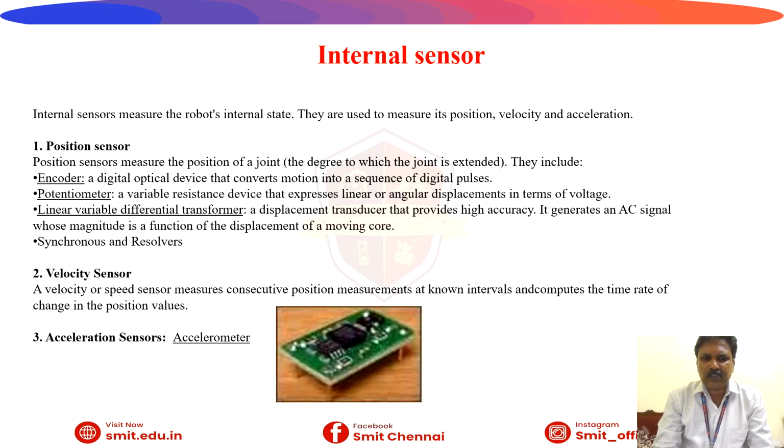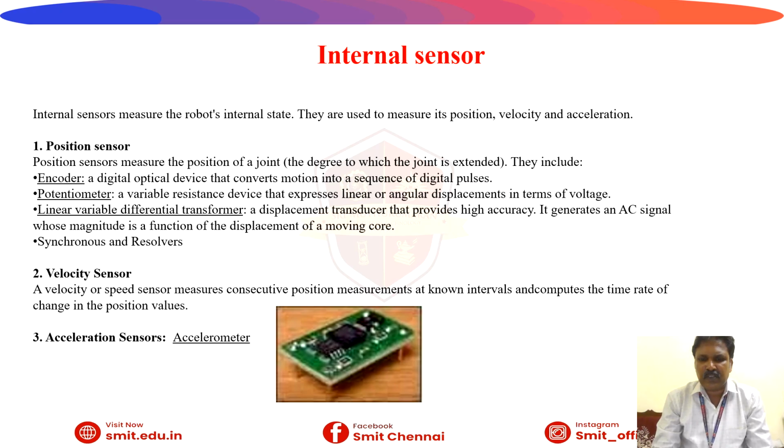Velocity sensor. A velocity or speed sensor measures consecutive position measurements at known intervals and computes the time rate of change in the position values. So what is the meaning of this? For the speed or velocity sensor, the consecutive position measurements, the change of one displacement to another point, that is change in displacement with respect to time, gives us the velocity. So at those known intervals, we can compute the time rate of change in the position values.